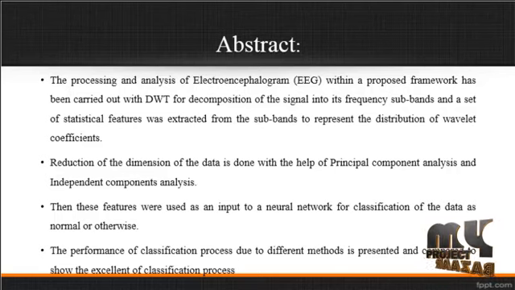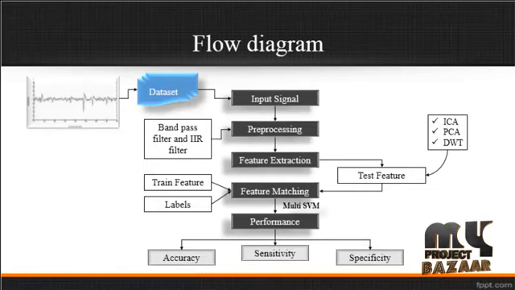After that, the performance of the classification will be estimated for the different methods presented and then compared, showing the excellence of the classification process. Hence, the performance parameters were improved, and this will prove the proposed method is more efficient than the other existing systems. Now we are going to discuss the flow diagram for the process.